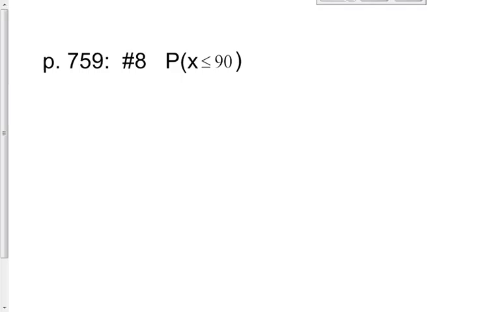What we're going to do now is go through a question together. This is page 759, question number 8. This question comes from example number 3. Scientists conducted aerial surveys of a seal sanctuary, recorded the number of seals they observed during each survey. The number of seals observed were normally distributed with a mean of 73, so our average is 73. Standard deviation is 14.1.